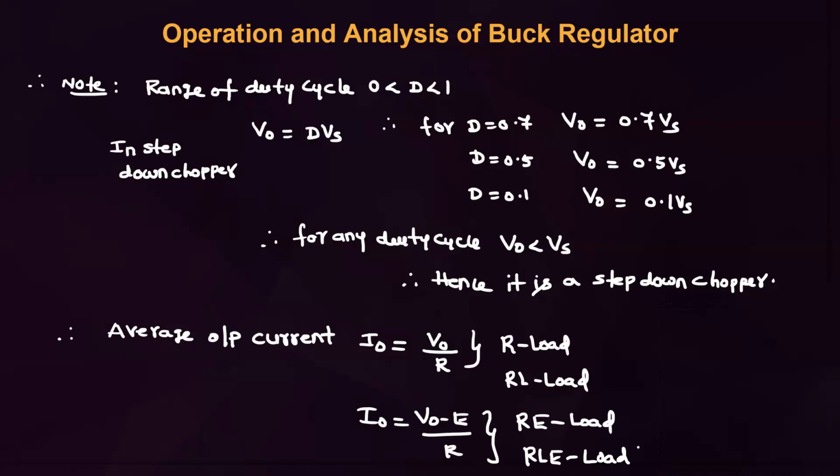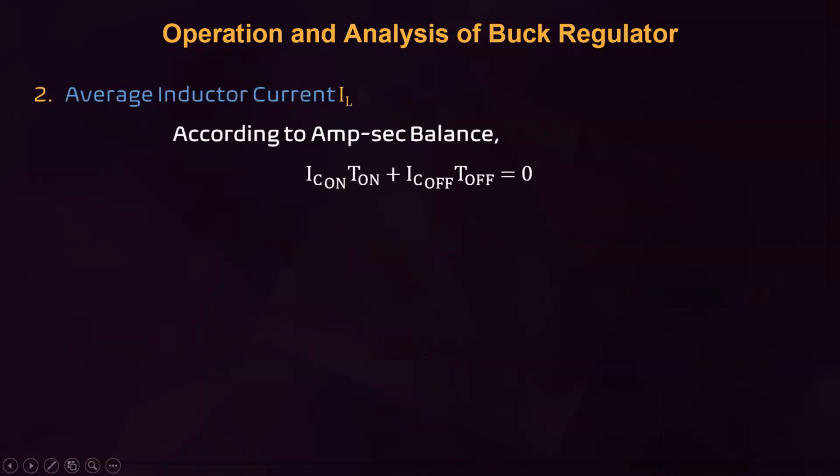You have to remember the circuit, how to identify the step down chopper or buck regulator, and the average voltage and average load current formulas. Next, so many formulas will come, sir, but the final formula is mainly important. Now you have to find the average current through the inductor. To find it, you have to apply ampere second balance.